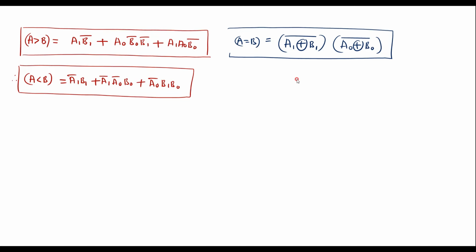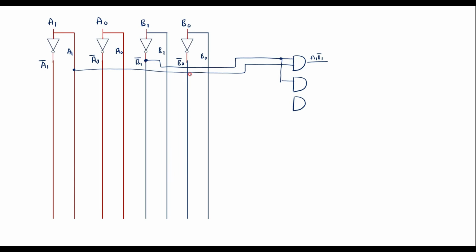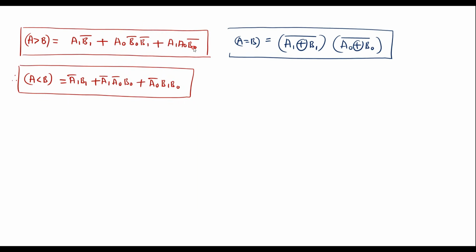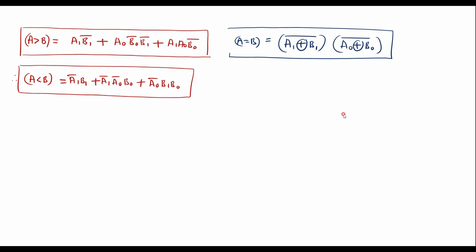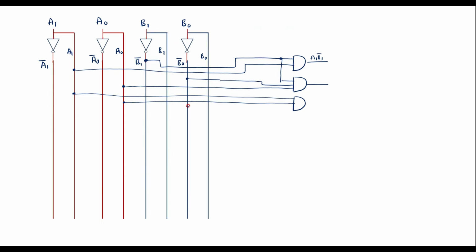Connect here. We have A0 and B0 bar. So B0 bar is here, and another input is A0. This is the A naught line. Next we have A1, A naught, B naught bar. So this is A1, we have A naught, and we have B naught bar. This is A1, A0, B0 bar. This is A0, B0 bar, B1 bar.